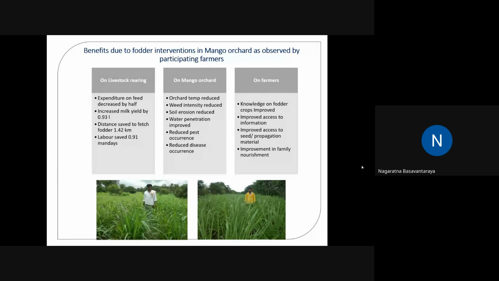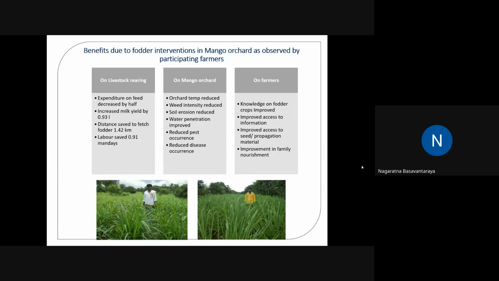On the mango orchard, what are the advantages? It improved the microclimate of the orchard per se, so the orchard temperature reduced. That's the first thing. The weed intensity reduced because we introduced the fodder crops. The soil erosion reduced because many of the mango crops are grown on sloping lands, on small hills. So the soil erosion reduced and water penetration also improved, because the crops were there and could absorb more water.